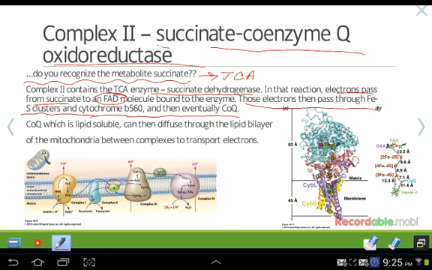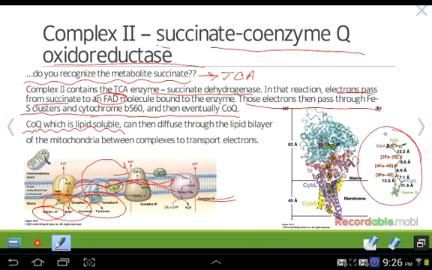So CoQ is the overall electron acceptor from either NADH or FADH2, which is really good because this molecule is lipid soluble and is able to freely diffuse through the membrane of the mitochondria. This allows it to go between complexes in order to transport the electrons from either complex 1 or complex 2 to complex 3.